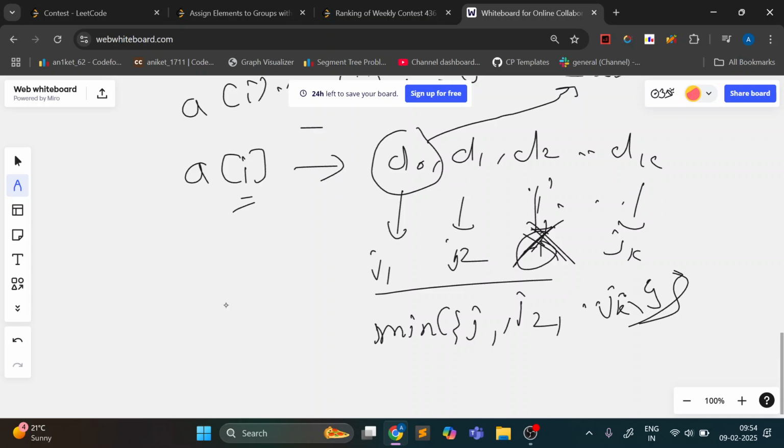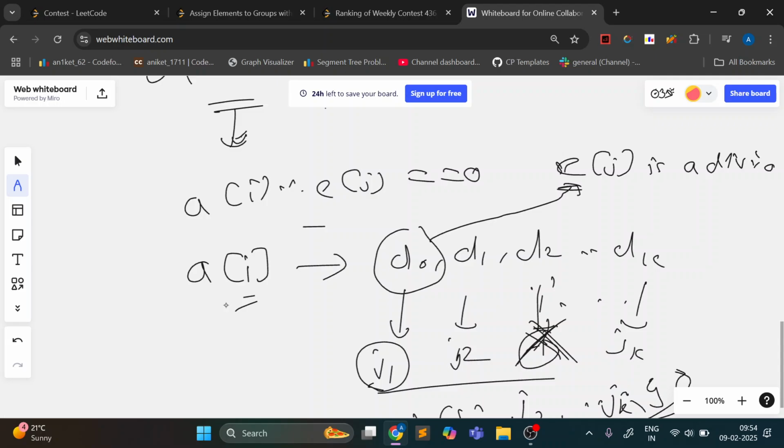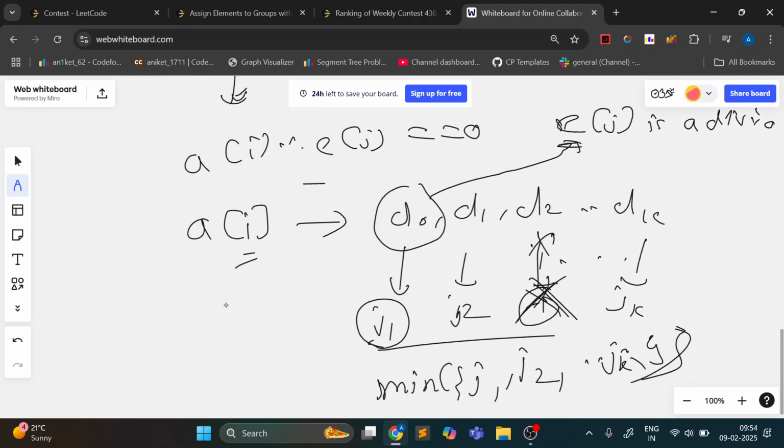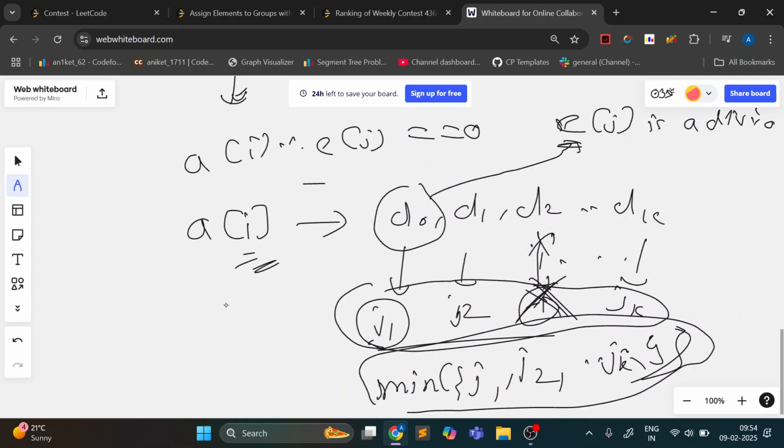So for all the divisors, we find the smallest index where each is present in E. If it is not present in E, we will ignore it. And from all the divisors, whichever had the smallest index, that would be the answer for group I.